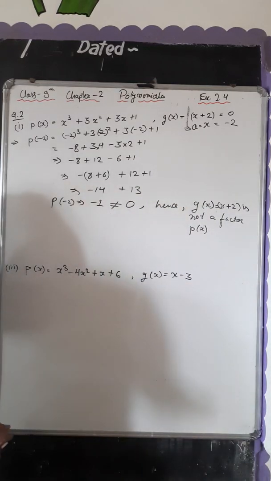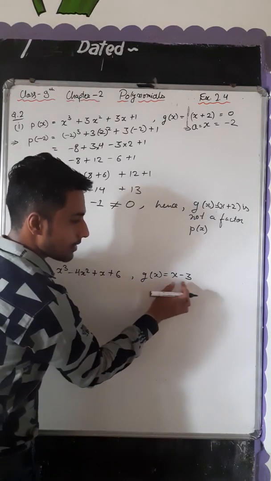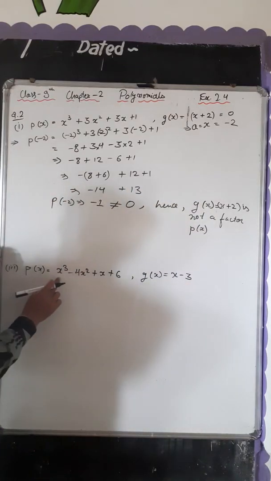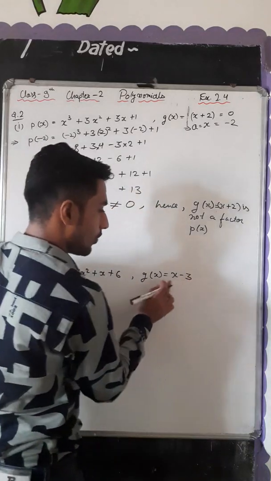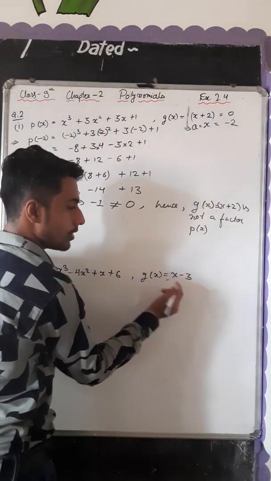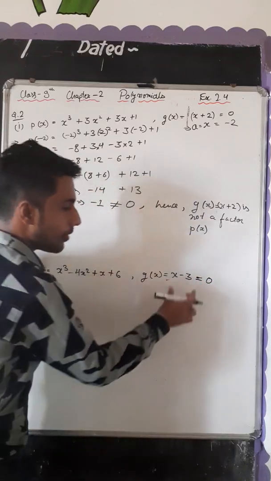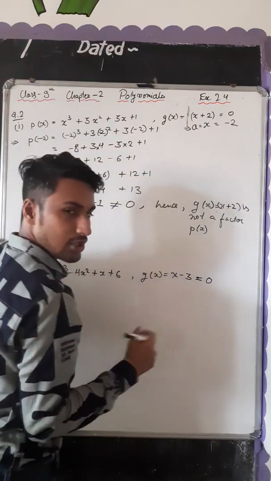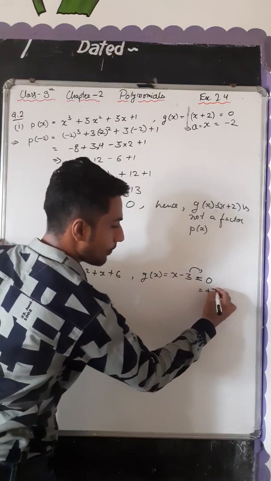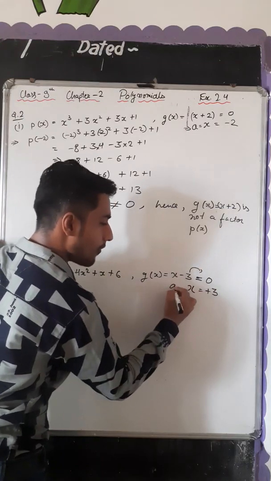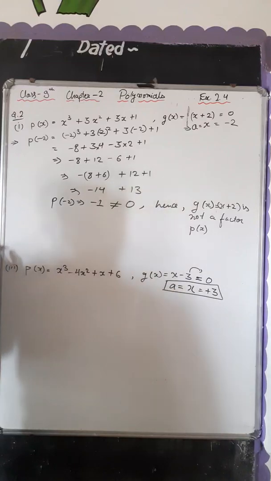Let's take another question, question number 3. In this, g(x) is x minus 3 and p(x) is x cube minus 4x square plus x plus 6. So we need the value of x. To find x we will equate it to 0. We will put this term equal to 0. When this minus 3 goes to the other side, what will it become? Plus 3. So the value of a equals 3.